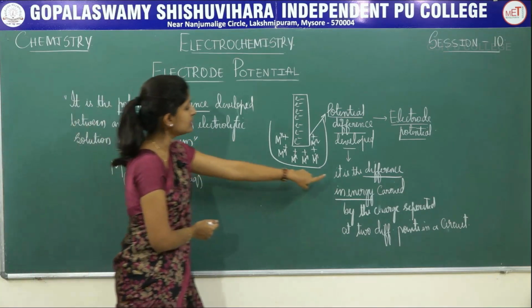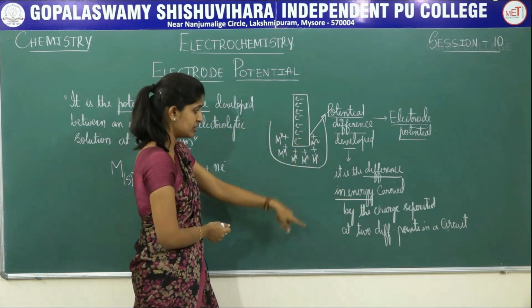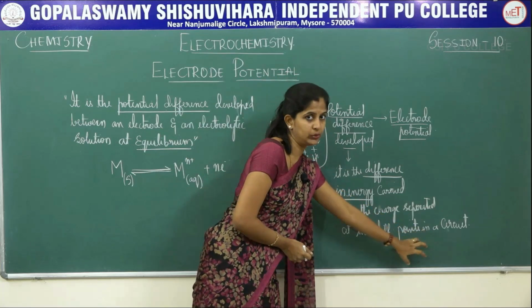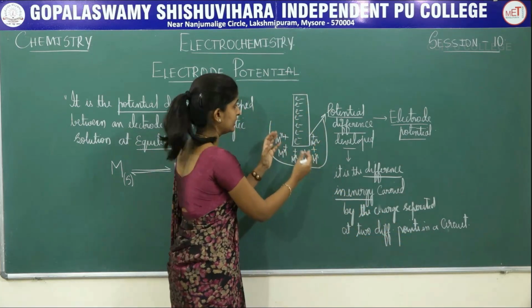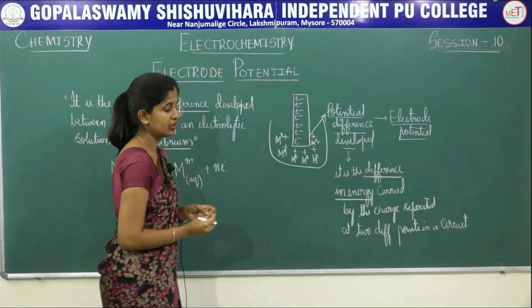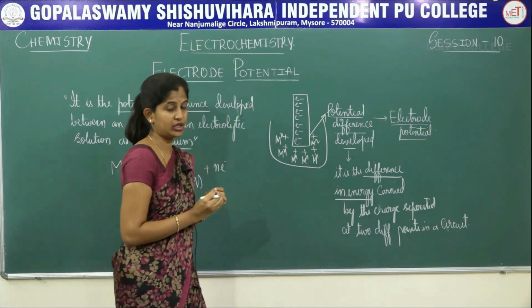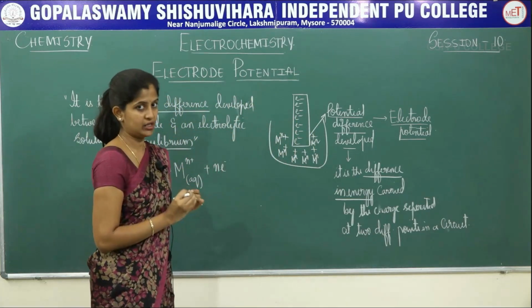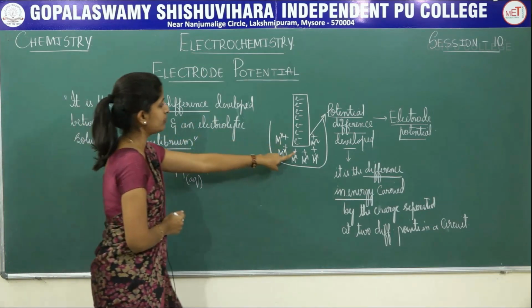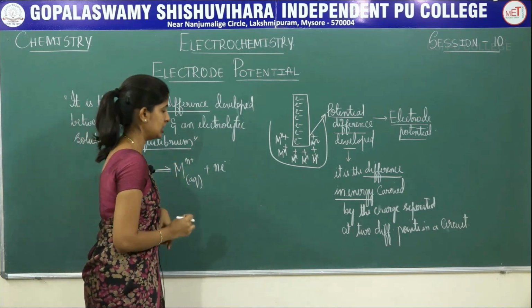What is potential difference? It is the difference in energy carried by the charges. There are two types of charges here, separated at two different points in a circuit. That is, they are separated from each other. This is negatively charged, the electrolytic solution is positively charged. As a result, there is a difference in potential developed. That difference in potential is called your electrode potential, and that should be measured at equilibrium.